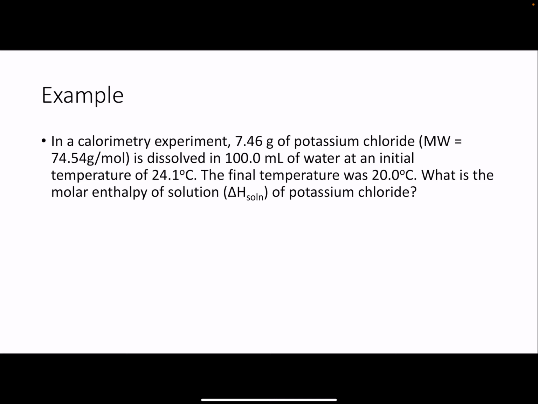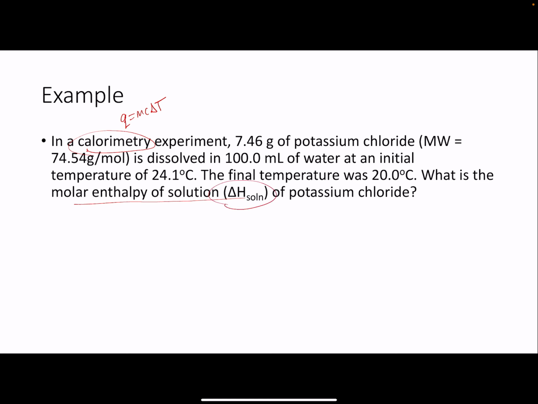So we're going to do another example here. Okay, in a calorimetry experiment, we've got all of the information here. And we're asked, what is the molar enthalpy of solution of the potassium chloride? So whenever we see a calorimetry experiment, we have to remember that Q equals mc delta T, all right? And anytime there's water involved, we know that water's specific heat capacity is a constant and that the volume is related to the mass. So let's start off with the question itself.